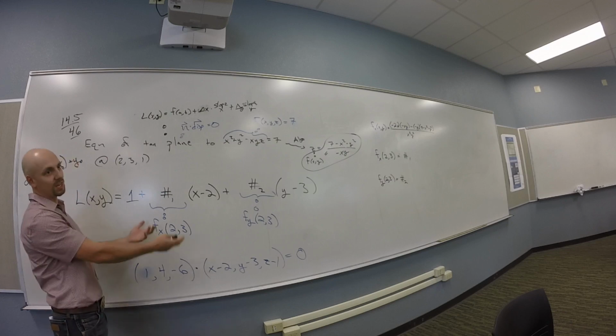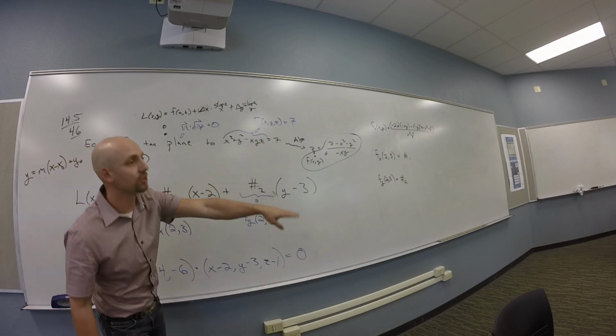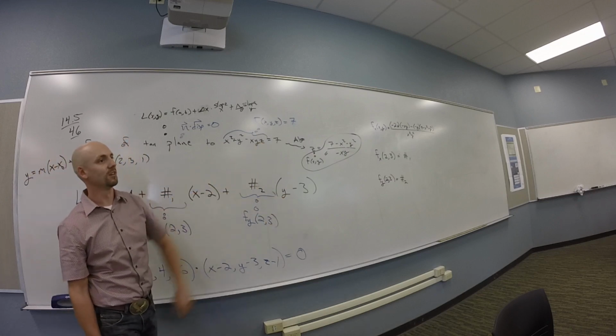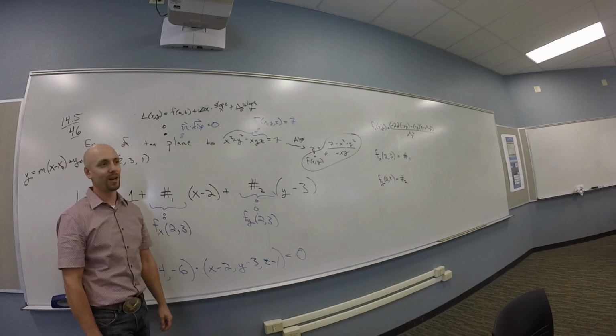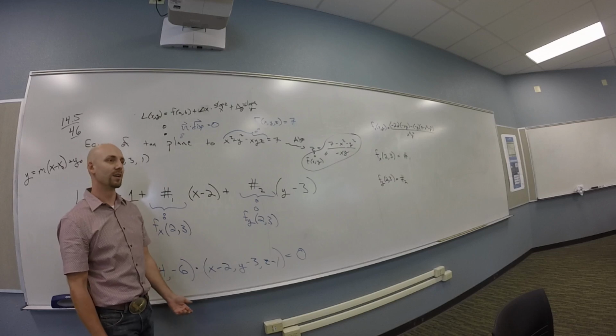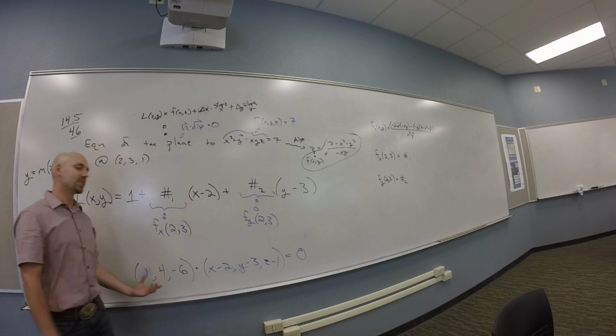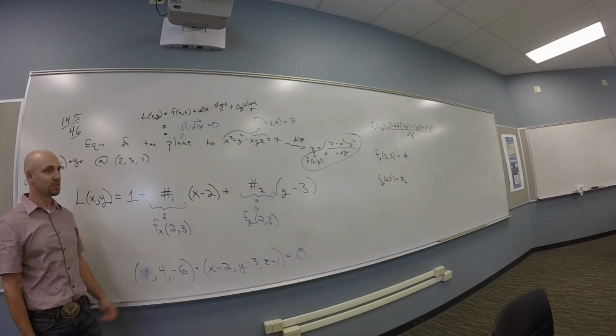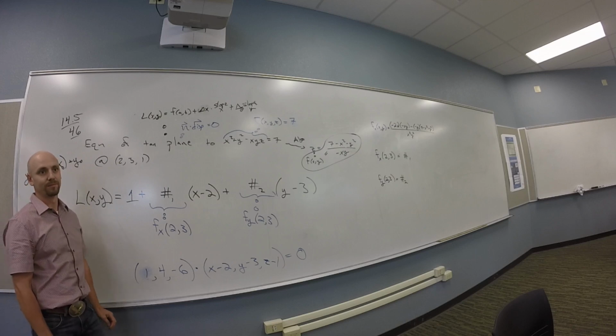Cool? So we could get that out of here. We could get it out of there too, right? It just takes longer. So which of these two approaches is better? Probably the first one. It depends on how the thing is written, but if it's written as a level surface, treat it like a level surface. It's easier. Cool?